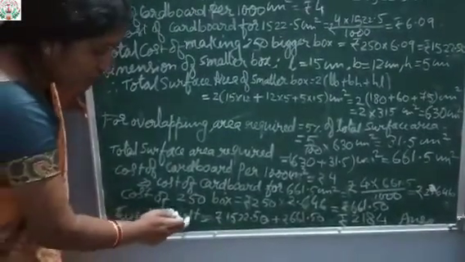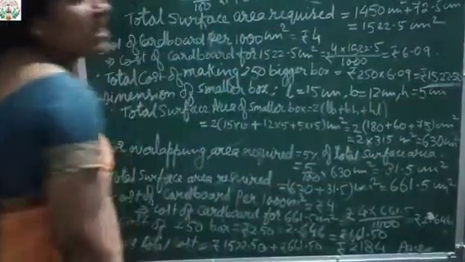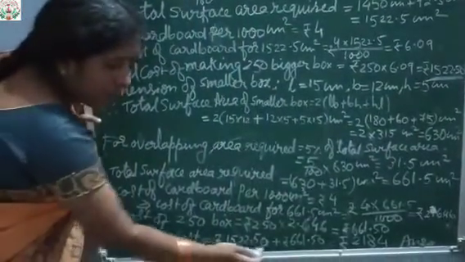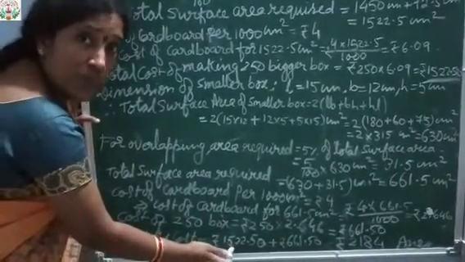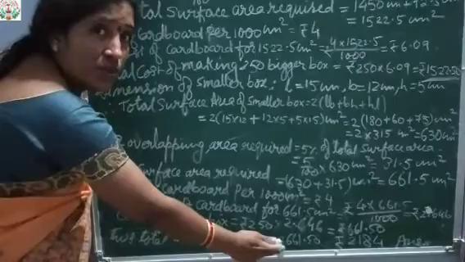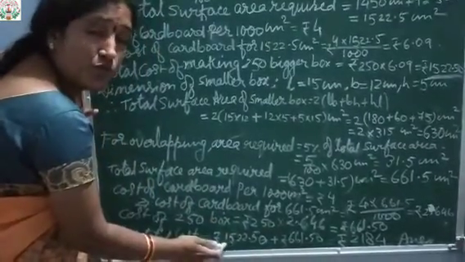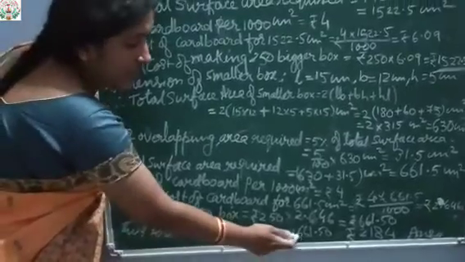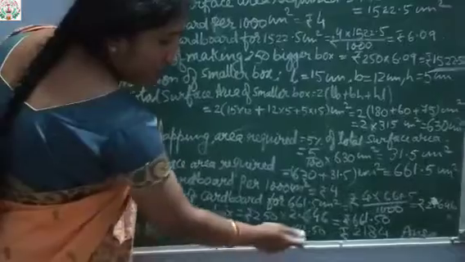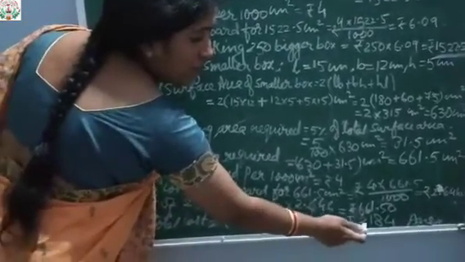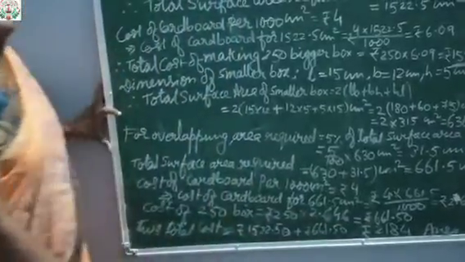Thus the total cost will be, now this one, that is rupees 1522.5 plus this; this is the bigger box one. This is the cost of 250 bigger boxes and this is the cost of 250 smaller boxes. So the total cost, on addition, will be rupees 2184. So this is the answer.